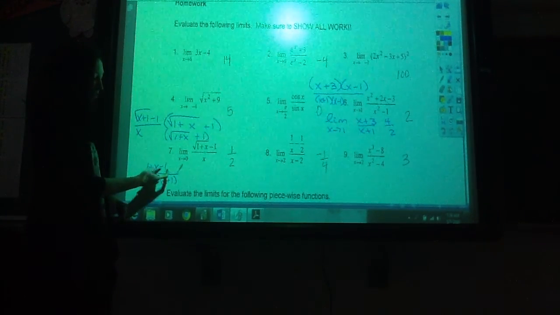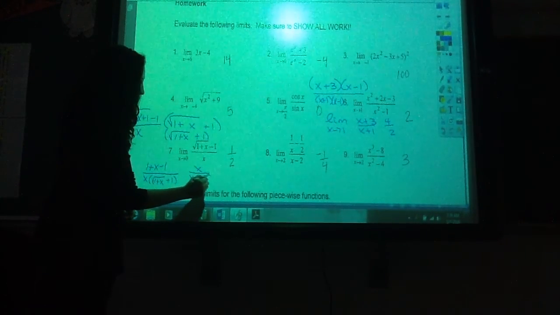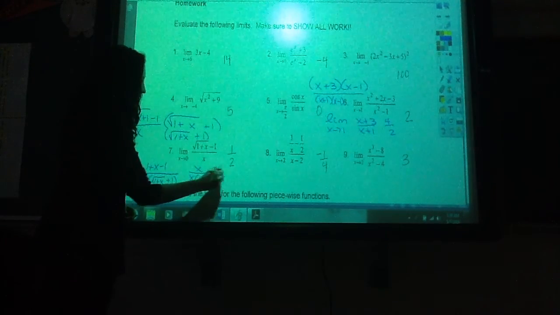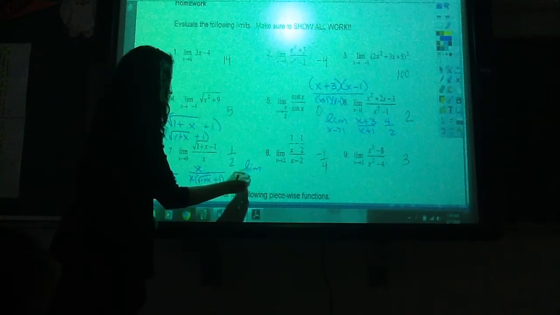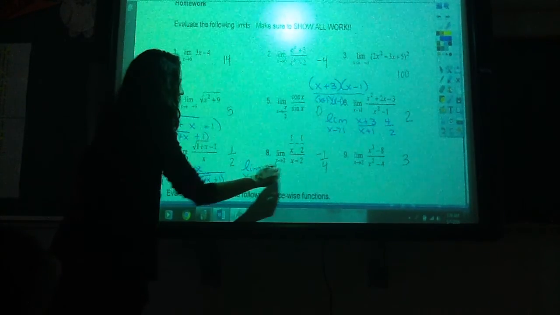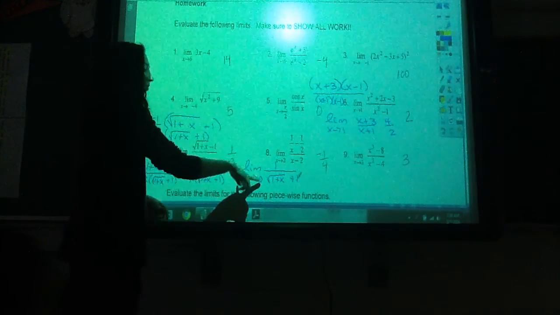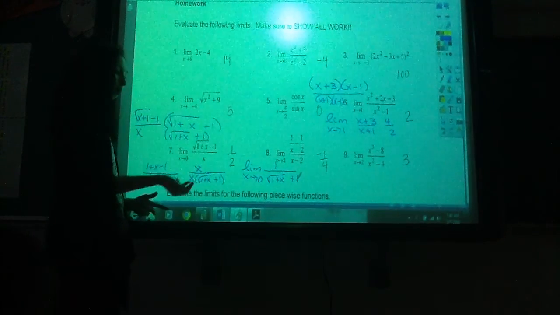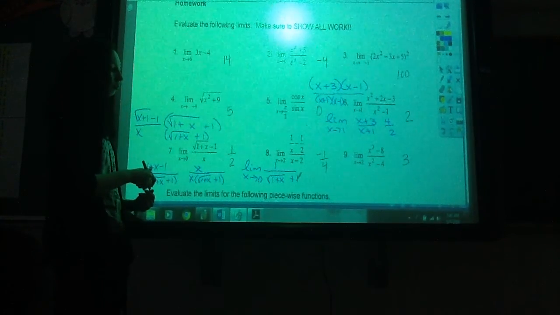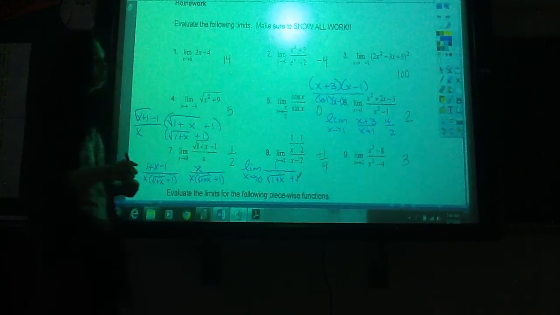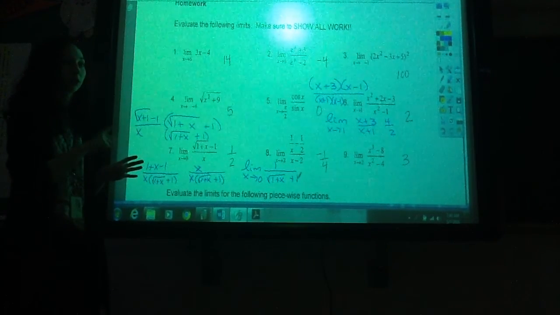So on top, the 1's cancel, and I'm left with x over x times the square root of 1 plus x plus 1. Those are gone. So what I'm really taking is the limit as x approaches 0 of 1 over the square root of 1 plus x plus 1. If I plug in 0, the square root of 1 is 1. 1 plus 1 is 2, so 1/2. Are we okay with this before I erase it all to make room for 8?